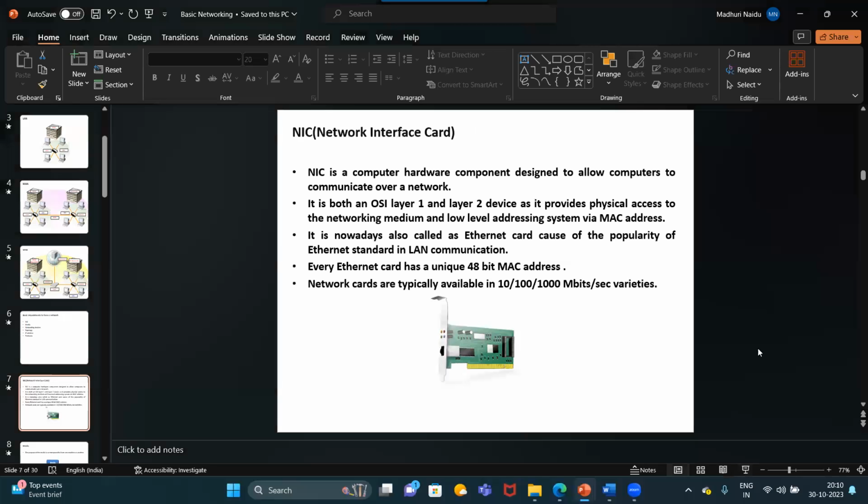Why is a MAC address called a physical address? Because it comes along with our device, with our LAN card only. And it is a unique address. From one NIC to another NIC, the MAC address will change. No two NICs in this world will have the same MAC address. A MAC address comes in 48-bit binary or 12-digit hexadecimal form.